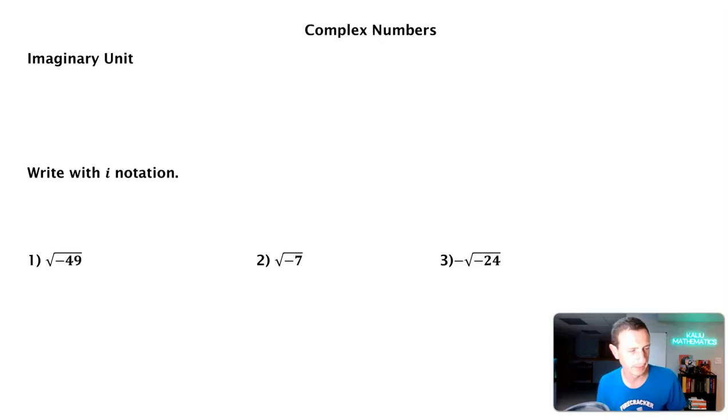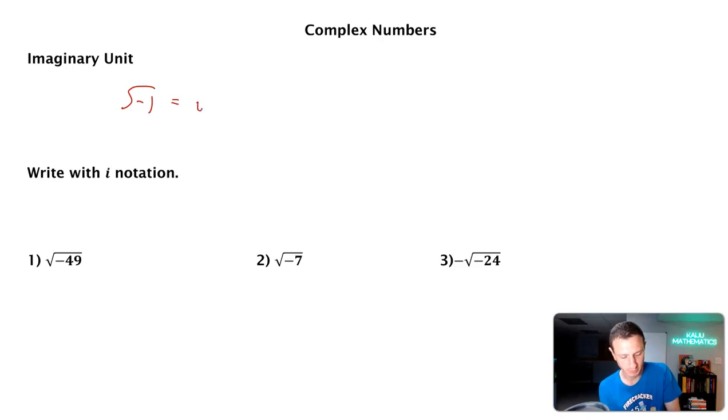Today we're going to look at complex numbers. So this is working with when you are taking a square root of a negative. So we have imaginary units. So we're getting into the non-real number system here. So the imaginary unit is if I'm taking the square root of -1. So I'm taking the square root of a negative.